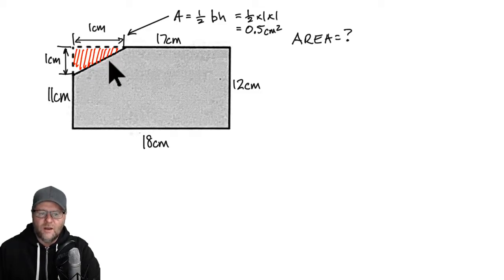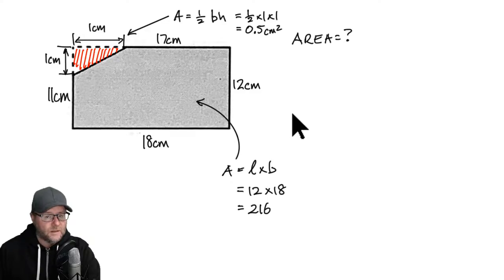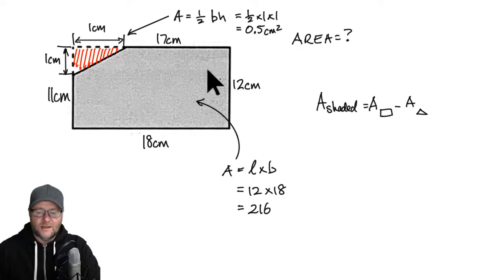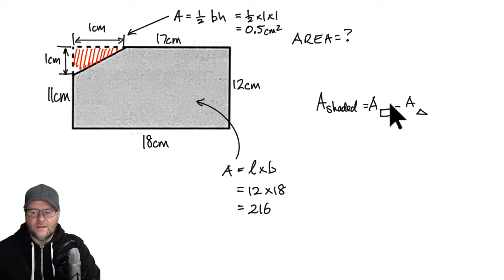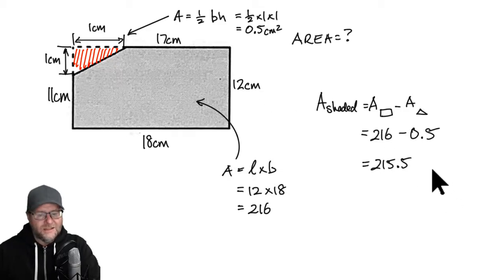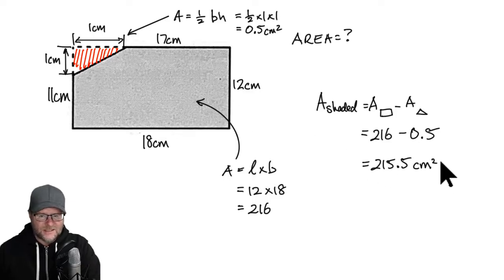Now I'm just going to chop that off the full rectangle. Now the rectangle is length times breadth, so one side times the other. That's the area of a rectangle. So if the whole thing was one big rectangle without the piece being chopped off, it'd be 216 centimeters squared. I'm going to take away from that the 0.5 that's been chopped off. So the area of the shaded bit is the area of the full rectangle minus the triangle piece that we chopped off: 215.5. Don't forget to put the units, which was centimeters, but it's area, so it's centimeters squared.